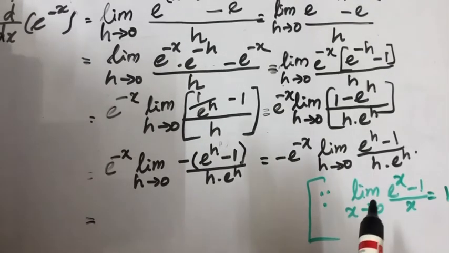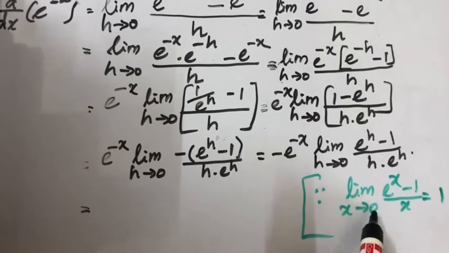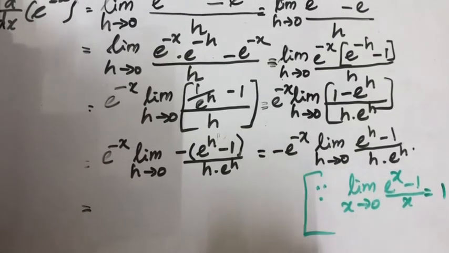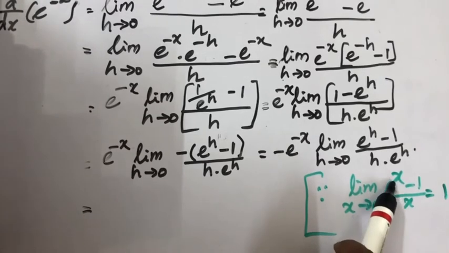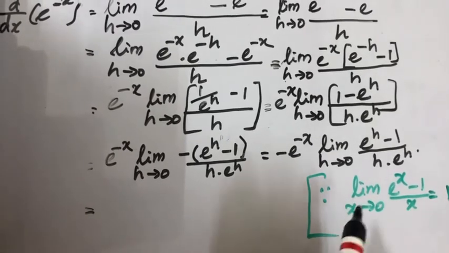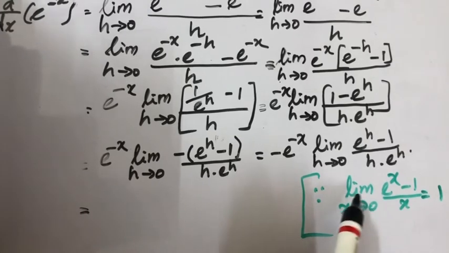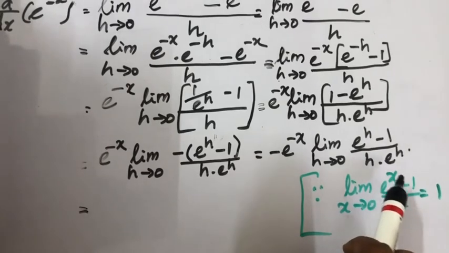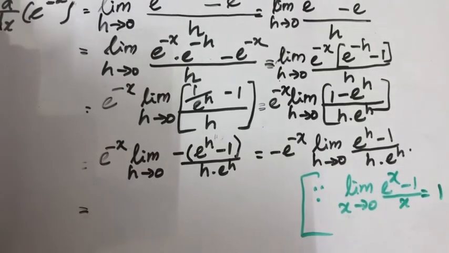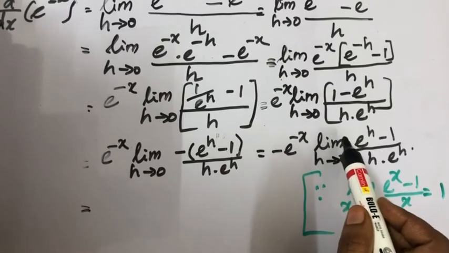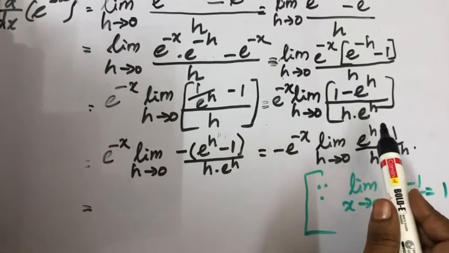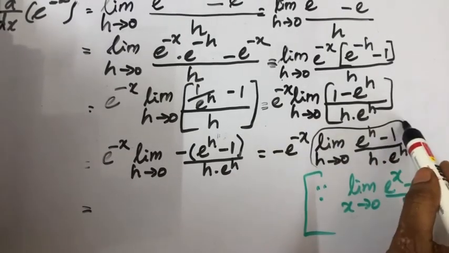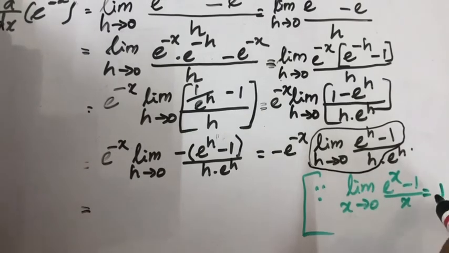We have an important result, limit x tends to 0 e power x minus 1 divided by x is equal to 1. The power of the exponent, if it is in the denominator and if that value tends to 0, then we can tell it as 1. Limit x tends to 0 e power x minus 1 divided by x is equal to 1. Here we have limit h tends to 0 e power h minus 1 divided by h. So, for this expression we can substitute 1.